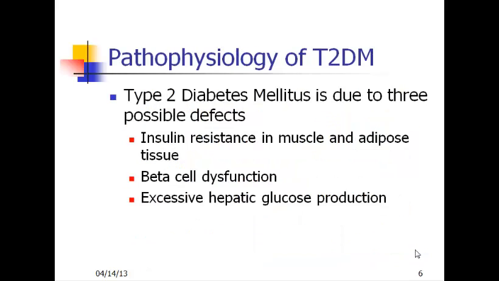Type 2 diabetes is due to 3 possible defects: insulin resistance in muscle and adipose tissue, beta cell dysfunction, and excessive hepatic glucose production. Research has shown that by the time type 2 diabetes mellitus is diagnosed, at least 50% of beta cell function has been lost. At the same time, the liver produces more glucose than the body can use, causing a further increase in plasma glucose levels. Insulin is then needed to shut off liver glucose production. With less circulating insulin and marked insulin resistance, the liver continues to make glucose in an unrestrained manner.